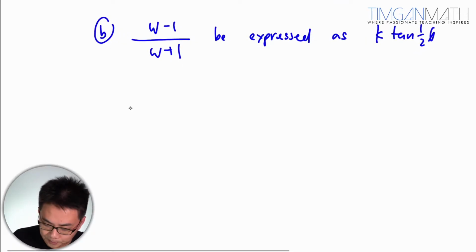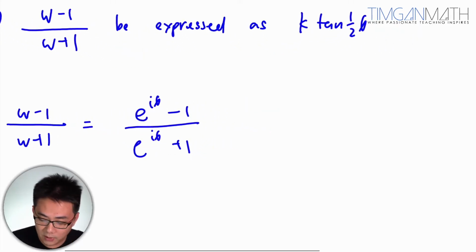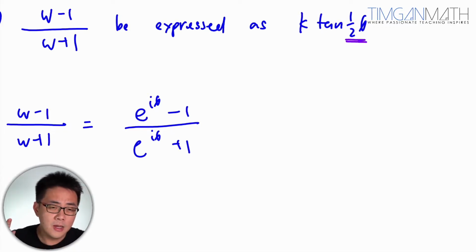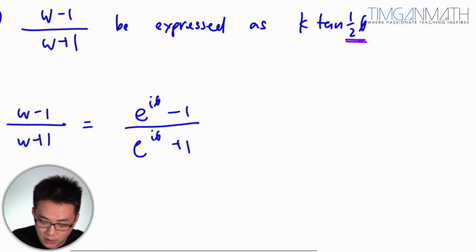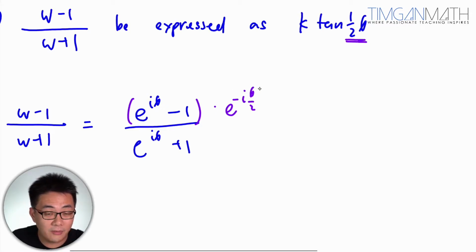Now the first thing is to change this to exponential form. So I'm going to put (w − 1)/(w + 1), and change this to (e^(iθ) − 1)/(e^(iθ) + 1). So typically what I will suggest students to do is to look at the argument, the angle, of what you want to show. You want to change this to half a theta. So what you're going to do is multiply this with e^(−iθ/2), because it doesn't matter, we will multiply it in. So θ minus half a theta will be half a theta, and −1 times −θ/2 will still be half a theta.